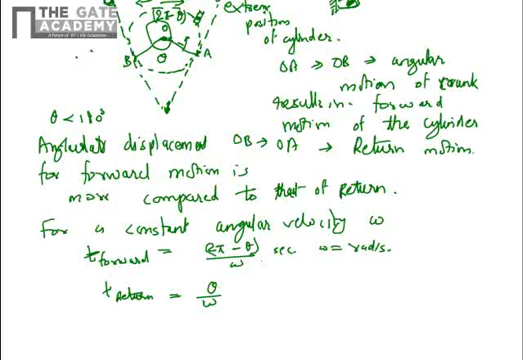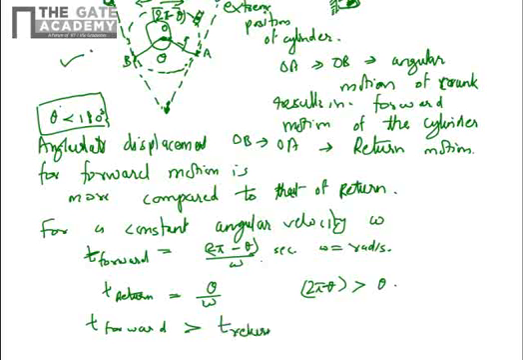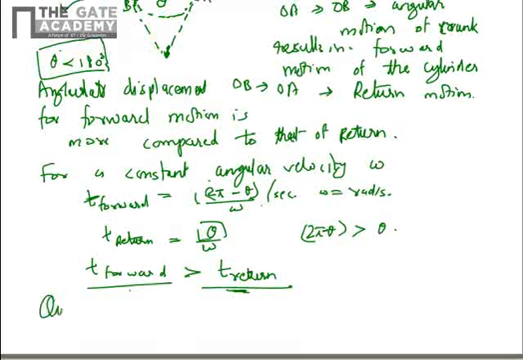So as you can see from this picture that theta is less than 180 degrees. So 2 pi minus theta is greater than theta. That's why t forward is greater than t return, because theta is in the numerator for the return time. So this quantity is small, this quantity is large. That's why t forward is greater than t return. So the time taken for forward motion is greater than time taken for the return motion. That's why this mechanism is called a quick return mechanism.